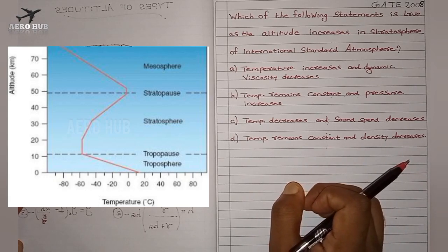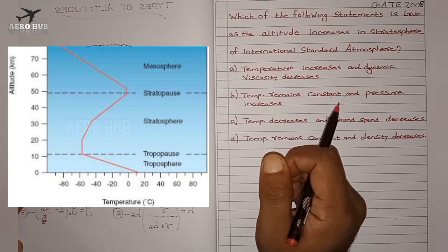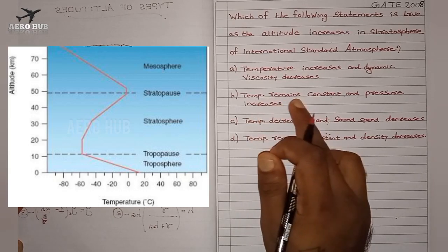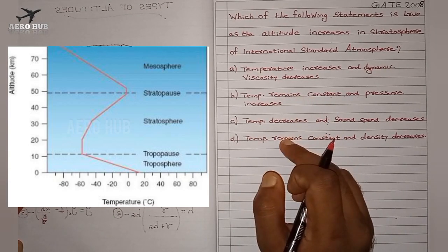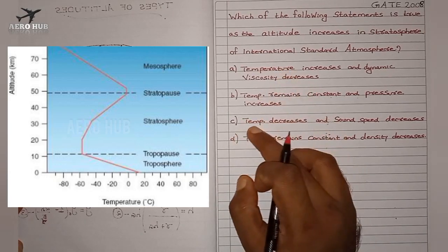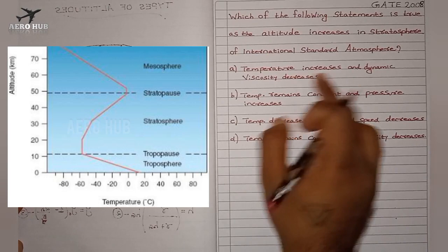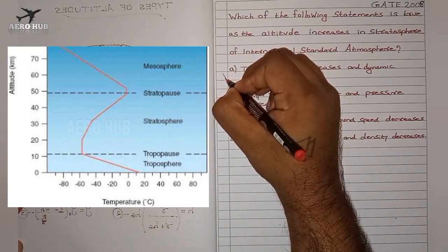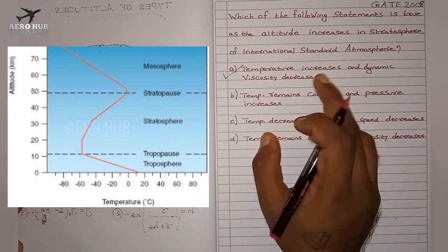So we have the stratosphere. In the stratosphere you have to understand that the temperature is not constant, so option B and option D are not correct. The temperature is decreasing in the case of the troposphere, and in the case of the stratosphere the temperature is increasing. So our correct answer is option A, temperature increases and dynamic viscosity decreases.